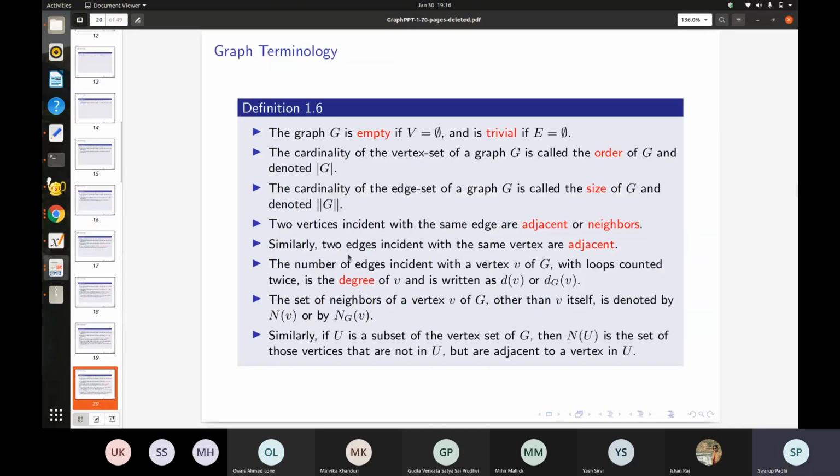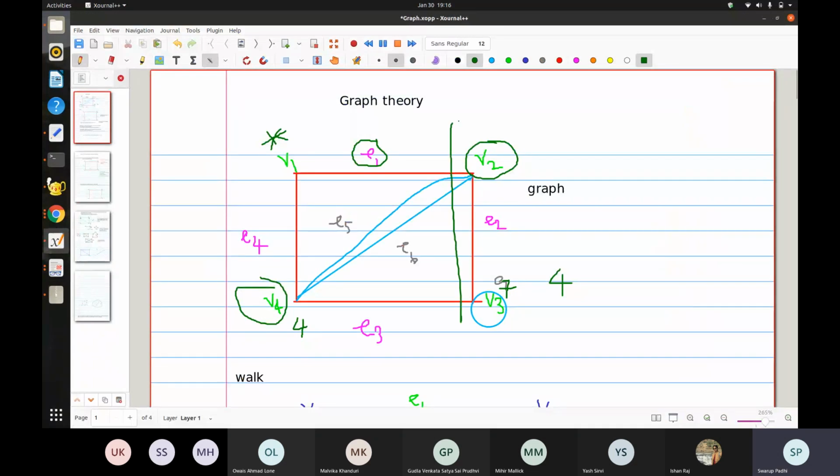Now, if U is a subset of the vertex set of G, then N of U is the set of those vertices that are not in U but are adjacent to a vertex in U. What does this mean? Suppose U is a set of vertices, let us say V2 and V3. Let us find which vertices V2 is adjacent with. It is adjacent with V1, it is adjacent to V4, and V2 is also adjacent with V3. So it is adjacent with three different vertices. Similarly, V3 is adjacent to V2 and V4.